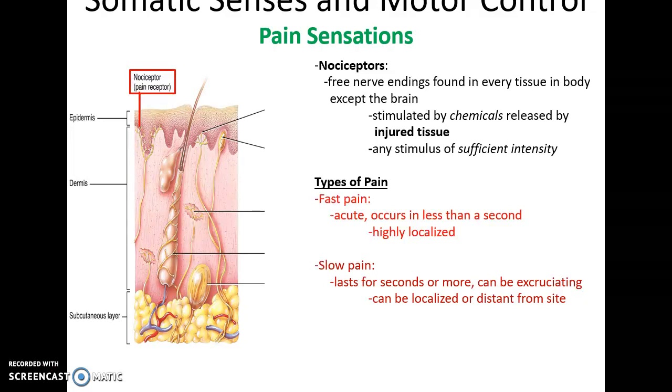There are two types of pain: fast pain, which is acute, very localized, happens really quickly, and then stops. And then there's slow pain. Slow pain can last for seconds, minutes, even longer, maybe years. Sometimes it's a mild pain. Sometimes it can be extremely excruciating. And it can be localized to an area where there's an issue, or it can be distant from the site. And also, it can be very difficult sometimes to determine what is causing the slow pain.